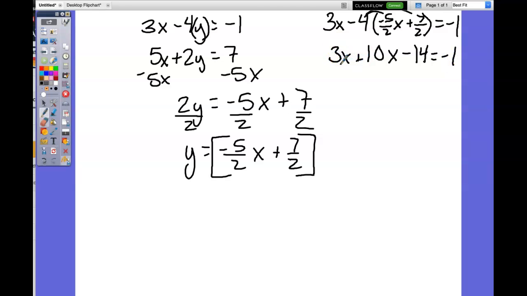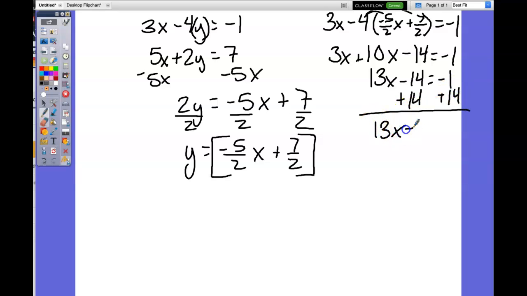So now I add my like terms, 3x plus 10x minus 14 equals negative 1. Add 14, add 14, 13x. So then I would x equals 1. We good?